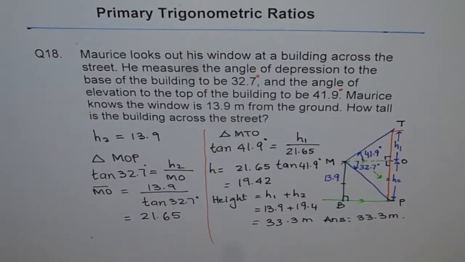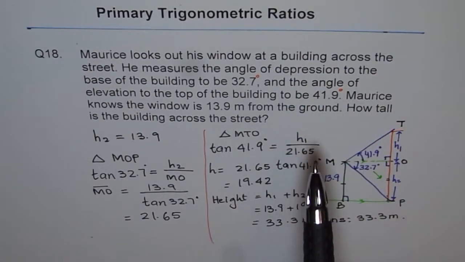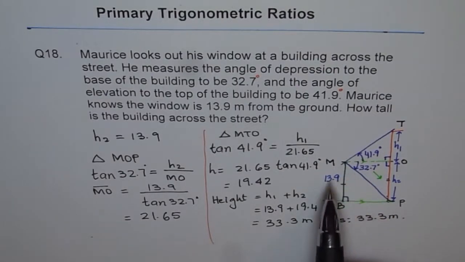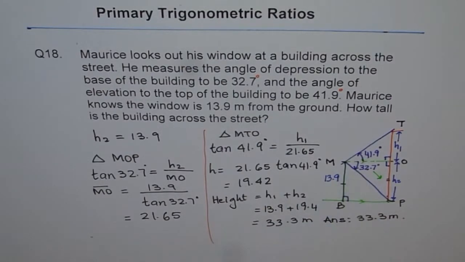I hope you understand and appreciate. Two things which are very important for you to remember here are what is the angle of depression and what is the angle of elevation. Angle of elevation and angle of depression are both measured with the horizontal. So these angles are with the horizontal, right? At times that is a mistake made by the students, so be clear about it.